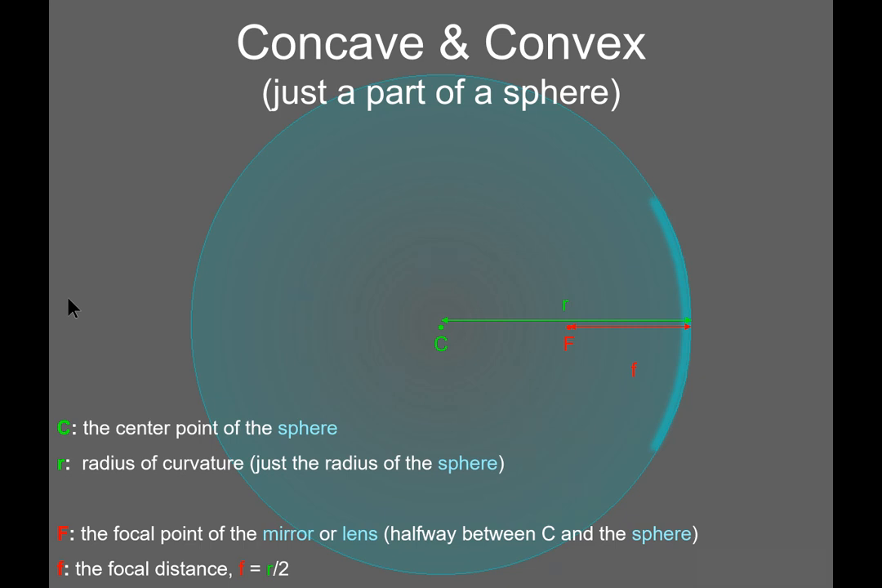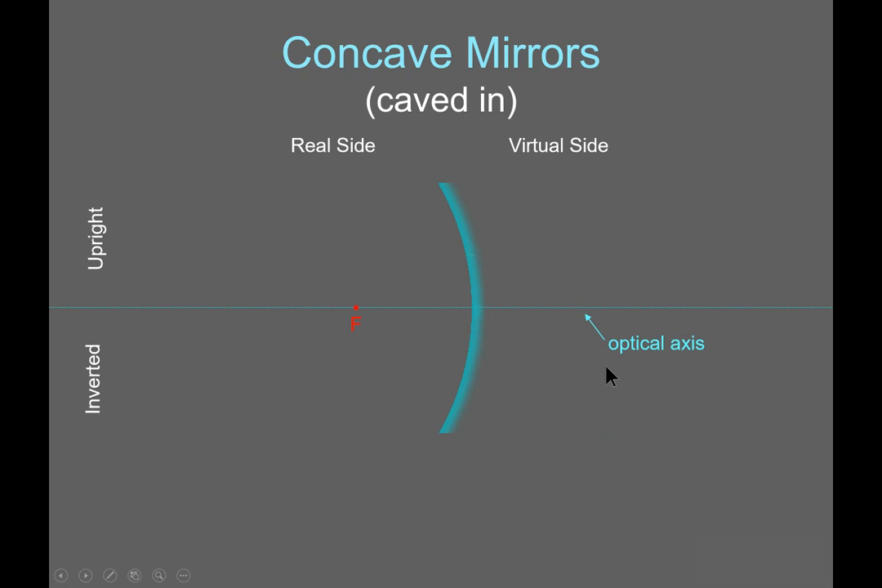So the focal point is just half your radius. And all this comes into play in a nice little equation. But, so you're concave, or caved in. Think about it: you can physically put your hand kind of into the mirror. It looks like a cave. You can step into it.